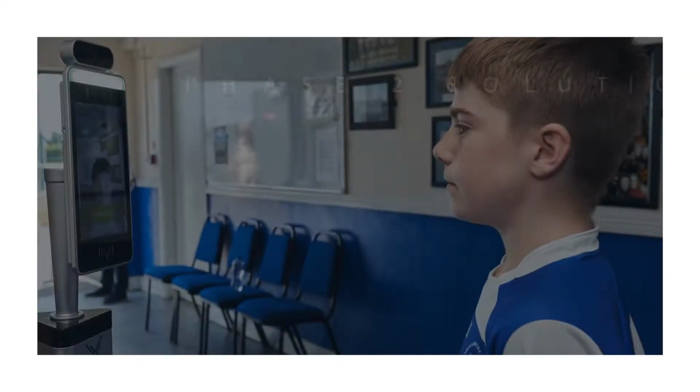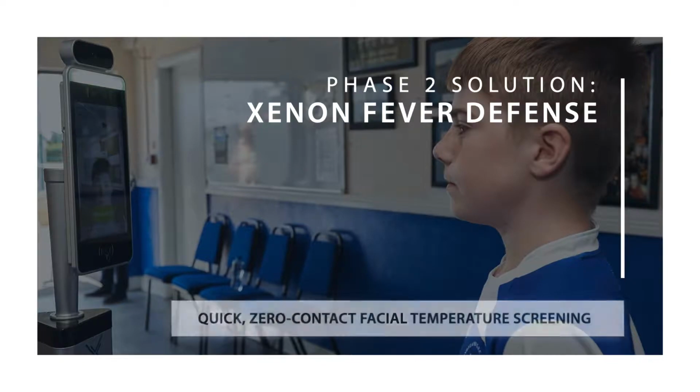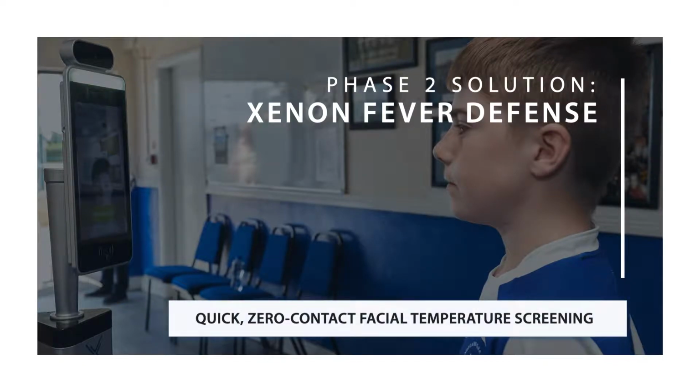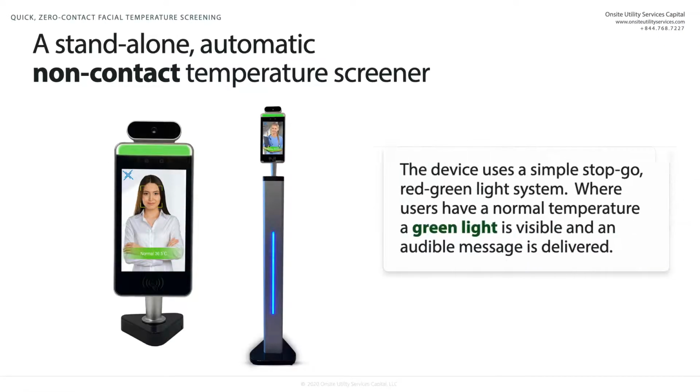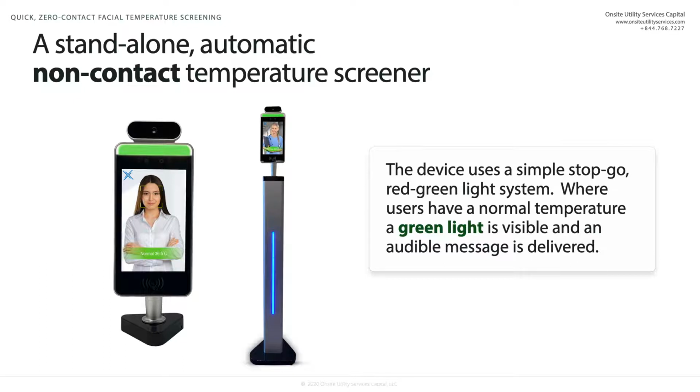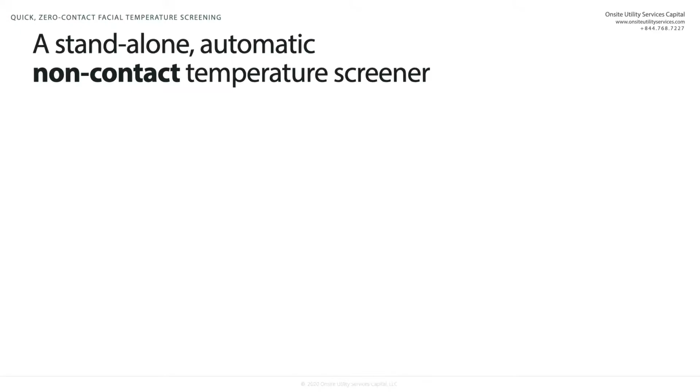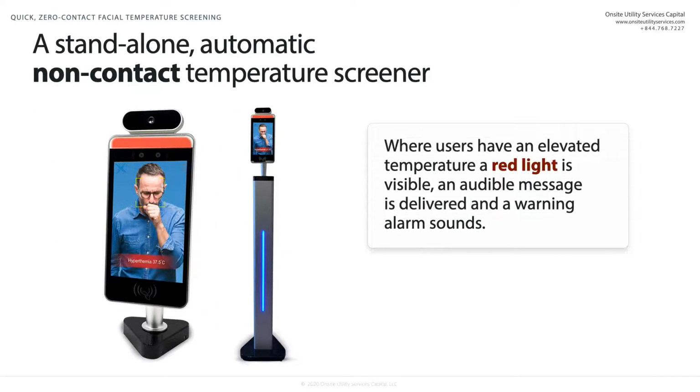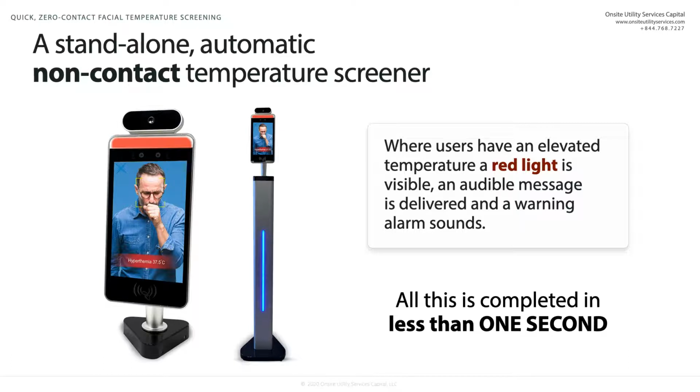The solution for this is Xenon Fever Defense, a quick, zero-contact facial temperature screening solution. Using a standalone automatic non-contact temperature screener, the Xenon Fever Defense uses a simple stop-go red-green light system. Where users have a normal temperature, a green light is visible, and an audible message is delivered. But where users have an elevated temperature, a red light is visible, an audible message is delivered, and a warning alarm sounds. And all of this is completed in less than 1 second, all without any physical contact.